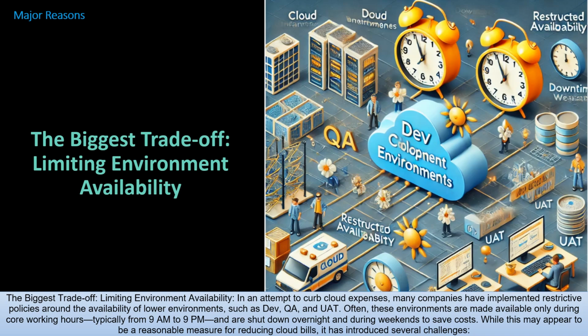The biggest trade-off: limiting environment availability. In an attempt to curb cloud expenses, many companies have implemented restrictive policies around the availability of lower environments, such as Dev, QA, and UAT. Often, these environments are made available only during core working hours, typically from 9 a.m. to 9 p.m., and are shut down overnight and during weekends to save costs. While this may appear to be a reasonable measure for reducing cloud bills, it has introduced several challenges.